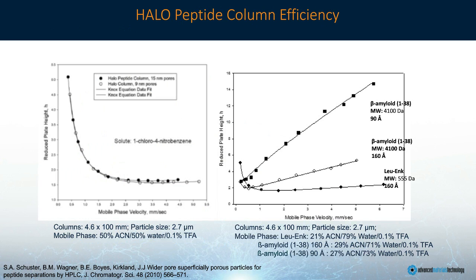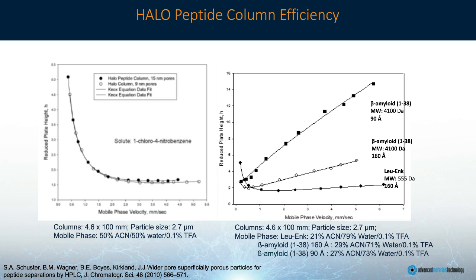But when you move from small molecule up to something bigger, say perhaps a peptide, there was something that was being realized about what we needed to get from these columns in terms of the efficiency that we were looking for. The plot on the left has reduced plate height on the y-axis and mobile phase velocity on the x-axis.